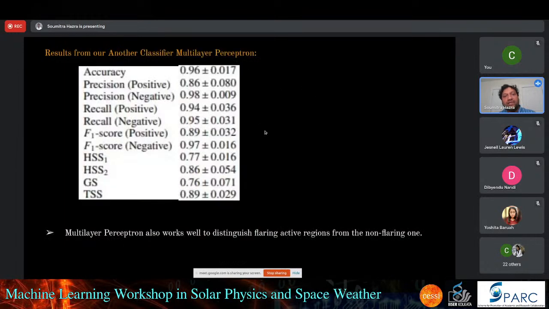And if we use the multilayer perceptron, basically the deep learning model, then also we got a very good TSS value. So in summary, our model is actually able to distinguish the flaring and non-flaring regions in a quite better way.